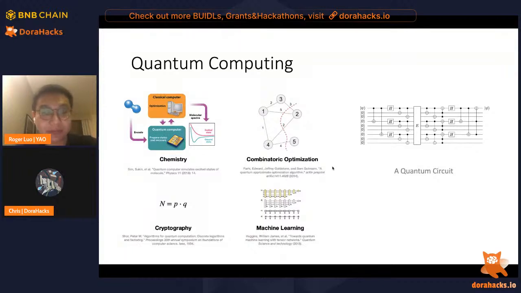So what is quantum computing? Quantum computing is an emerging field, and it has made a lot of progress in recent years. It has potential applications in chemistry, combinatorial optimization, cryptography, and machine learning. Most of the algorithms can be represented as a quantum circuit. So to study these algorithms, we need to think about, for example, how to simulate a quantum circuit and how to design the quantum circuit, especially if we can manipulate or differentiate the circuit.